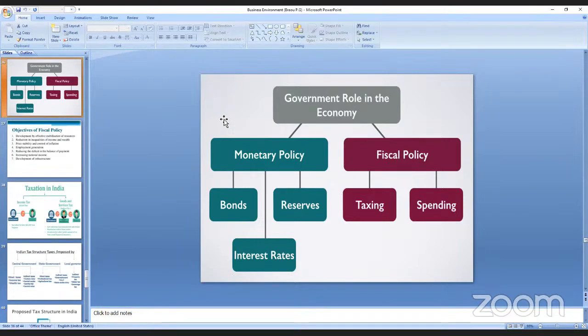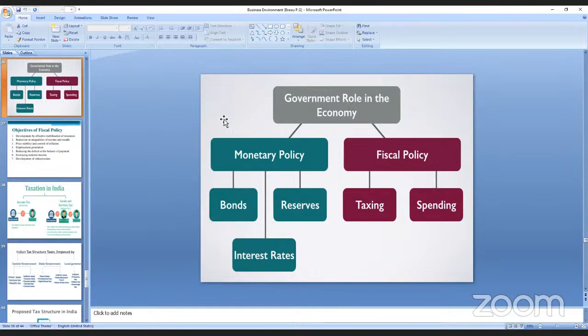Reserves means if the country is in trouble, the RBI will keep credit control reserves in the banks. Bonds and interest rates: if other banks are borrowing money from the banks, they will put up the bonds, whatever bonds or transactions they have, as security and take the loan.